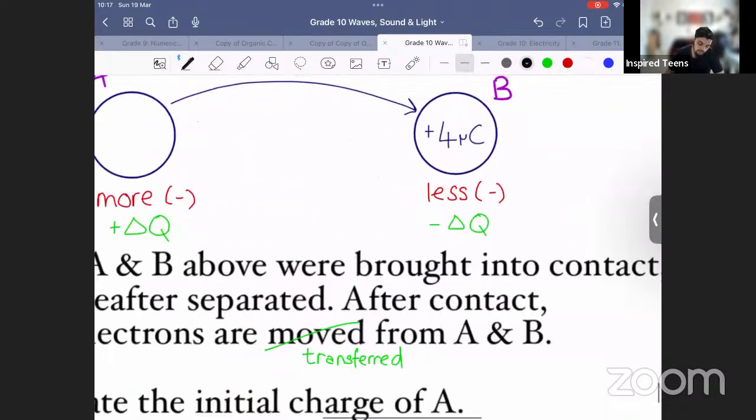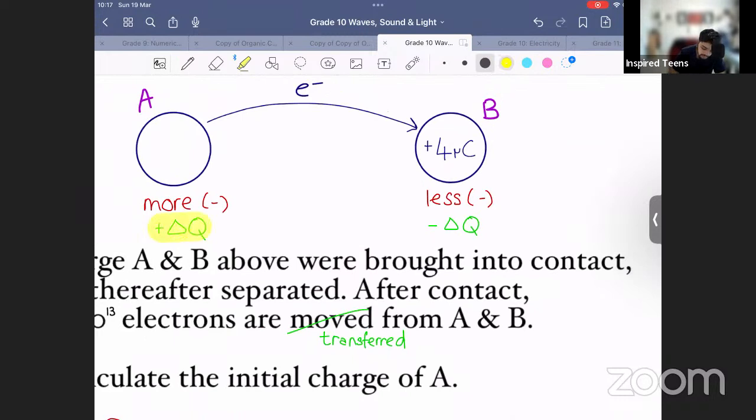But remember, we work off this information. This is crucial to us. Which one has a positive delta Q and which one has a negative delta Q? Negative delta Q would work for B. A positive delta Q would work for A.